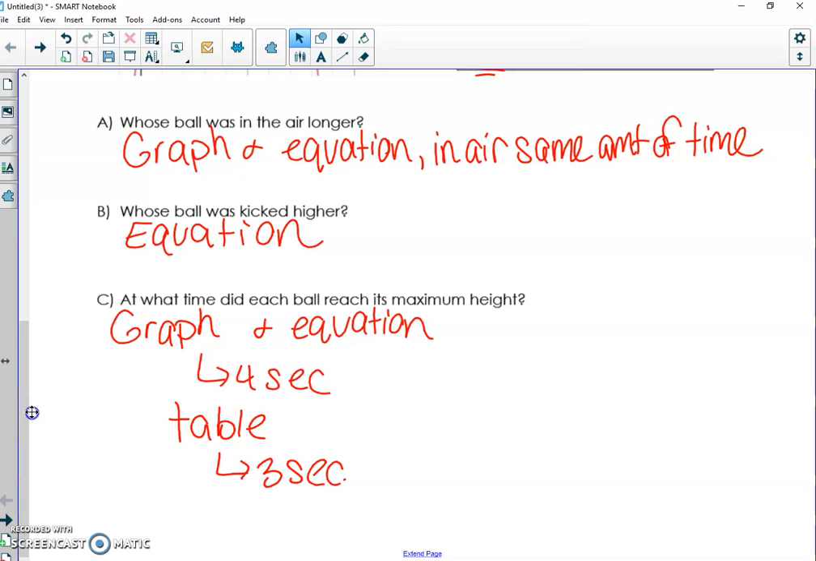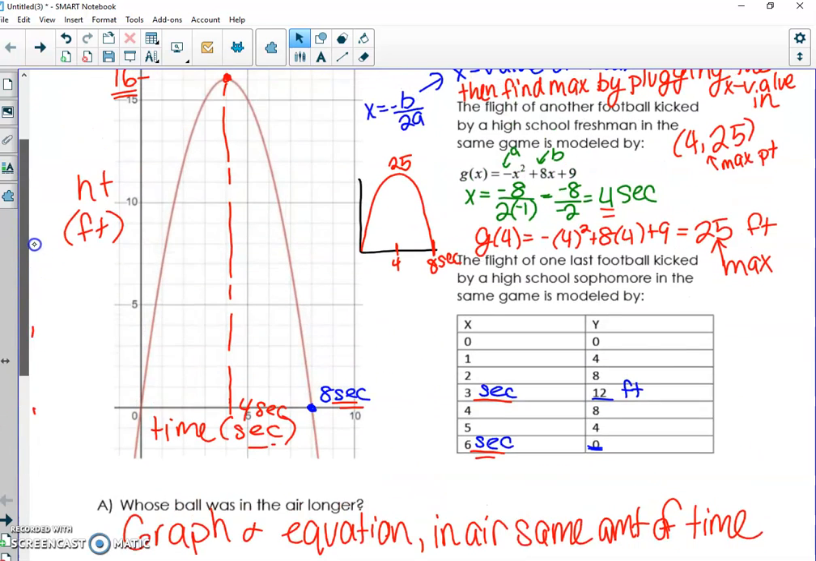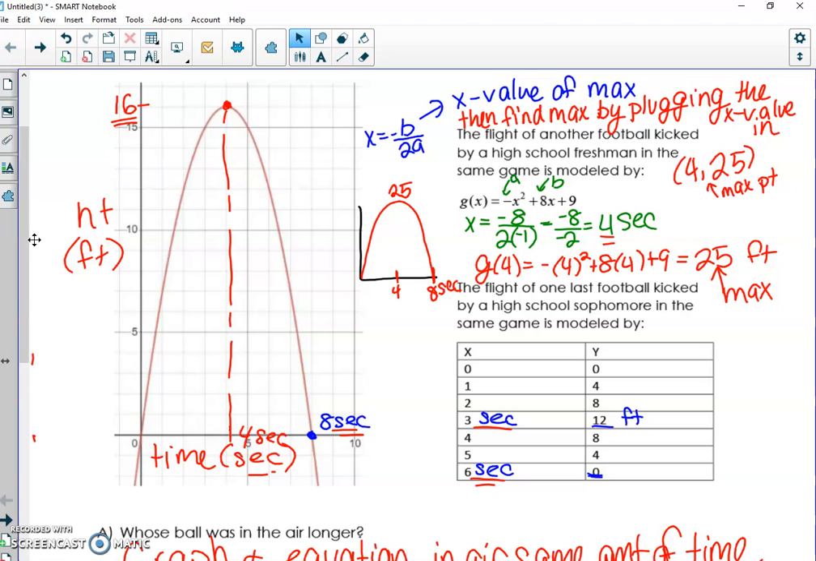Okay? So that is really all your lesson today. Hopefully that made sense. The hardest part is just doing the negative b over 2a and then plugging that x value in to find the maximum height.